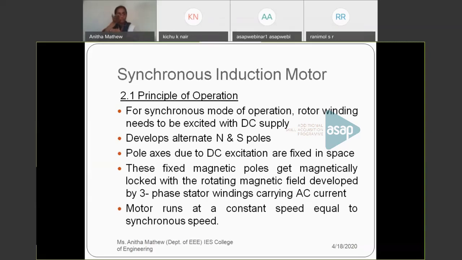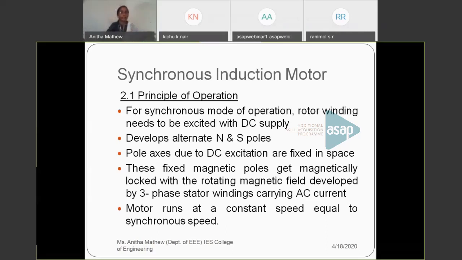The stator magnetic field, when it rotates, its north and south poles get attracted to the opposite poles of the rotor. Then the poles of the rotor and stator are magnetically locked, and the rotor will rotate as the rotating magnetic field moves. This is the principle of a single induction motor.